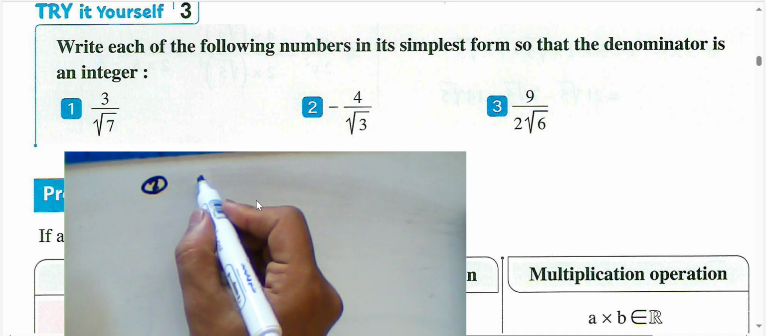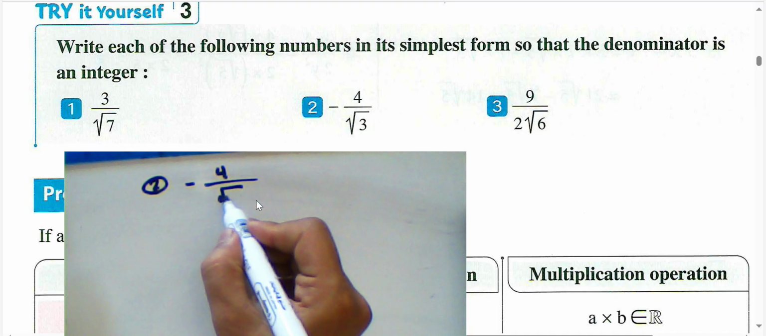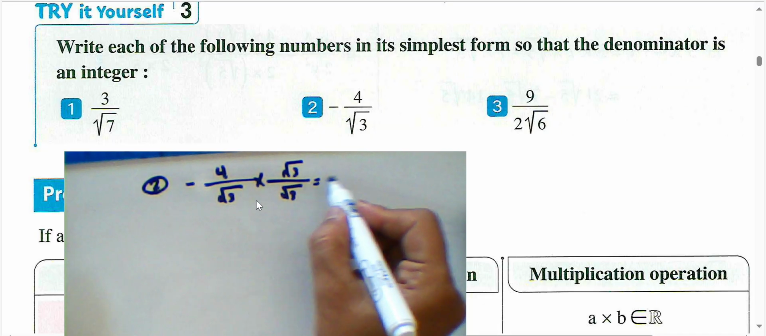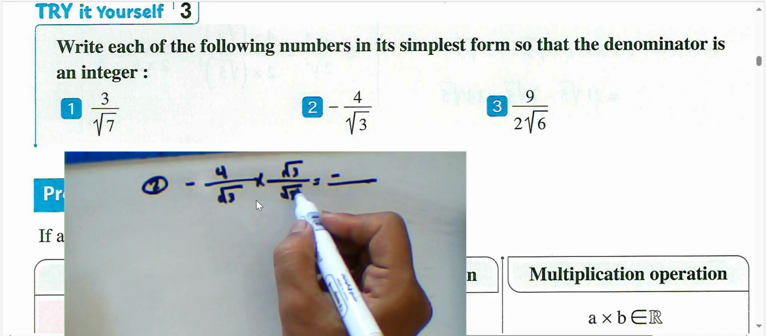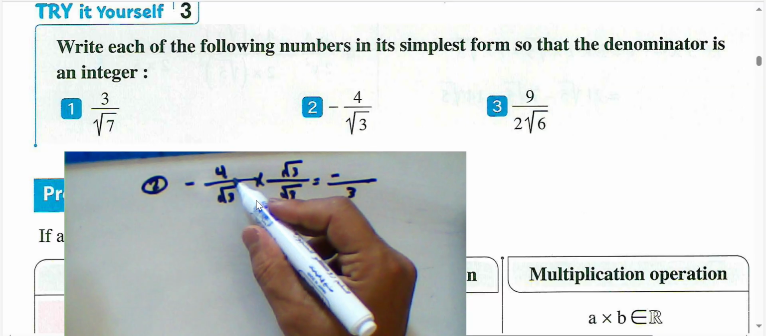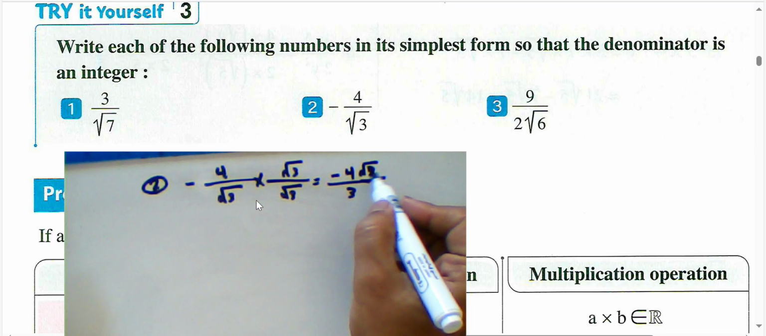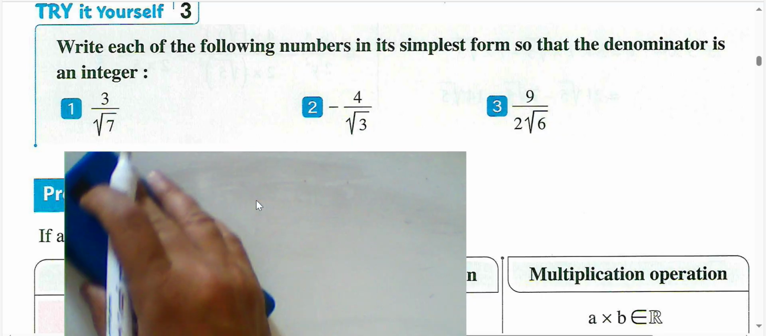Number 2, negative 4 over root 3. We can multiply by root 3 in the numerator and denominator. We keep the negative, and root 3 times root 3 equals 3, and negative 4 times root 3 will be negative 4 root 3. Then the result will be negative 4 root 3 over 3.